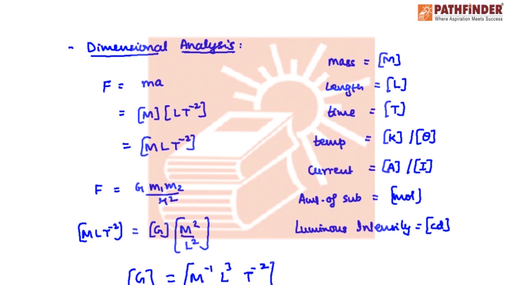If a formula is dimensionally incorrect, then that formula is incorrect, and if the formula is dimensionally correct, then it may not be a correct formula. Then we have to check the other parameters to see if the formula is correct. So this is one of the aspects of physics.